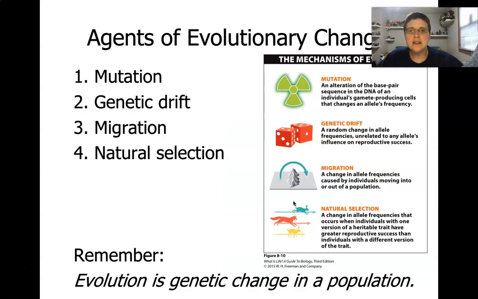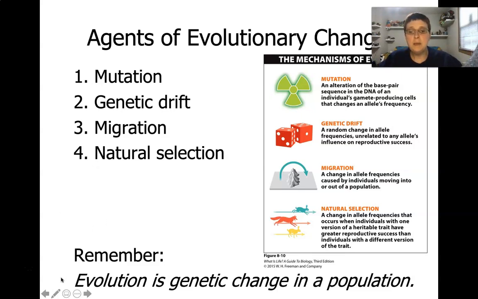So we're going to discuss those 4 agents of evolutionary change, the 4 mechanisms. So here I've just got them written out, and then we're going to go through each of them in detail. So we're going to look at mutation, genetic drift, migration, and natural selection. Some of these have more to them than others, so some of them are very easy and straightforward, and some of them are a little more complicated. So we'll spend some more time on some of them.